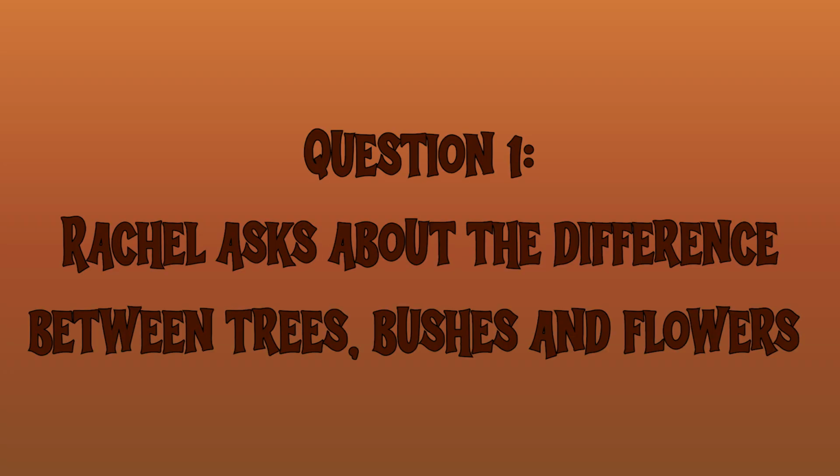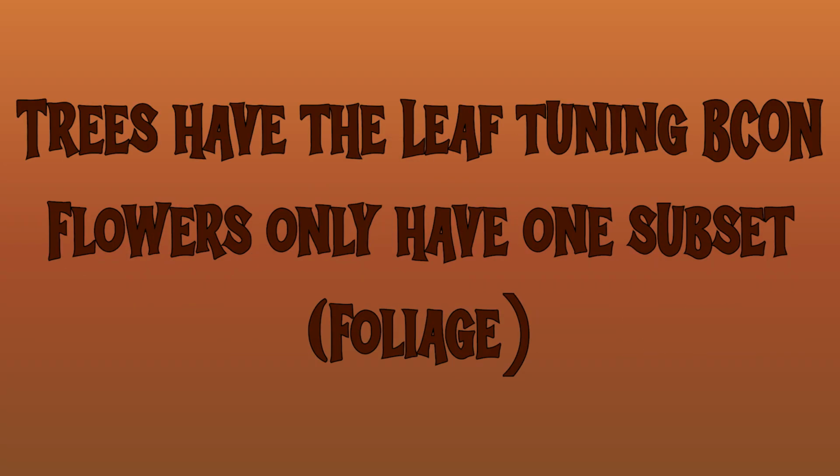So, what are the main variances between a tree and a bush or a flower that's made seasonal? Is it that there's just no branch? Hey, do they have leaf falling? So the tree has the leaf tuning. The bushes, I believe they might have leaf tuning, but I'm not sure. It's easiest just to turn that off in the beacon. And I think the flowers only have one subset, but we're going to be doing a tree and a flower today. So we will have a look at that.